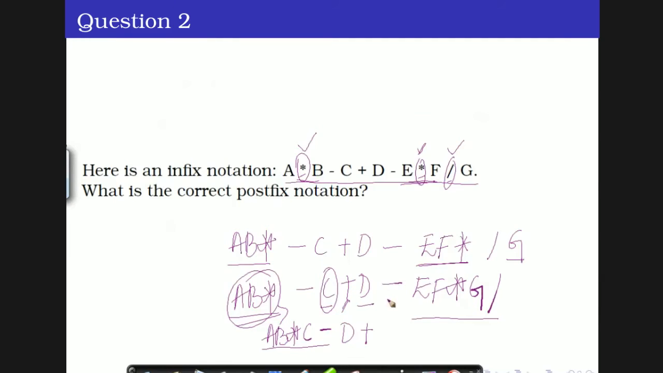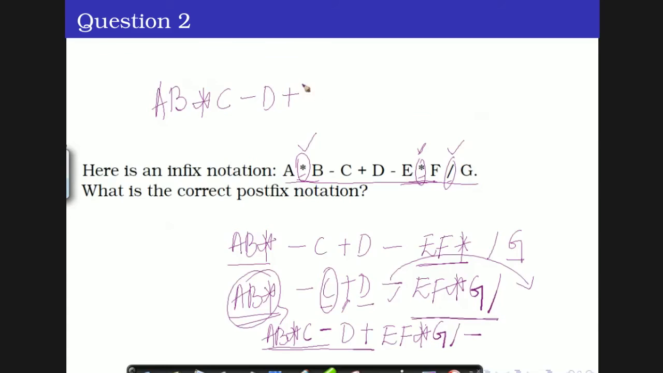And then what operator is left? Minus. So what it will do? It will consider this whole expression as one operand and this as one operand, and my subtraction will be moved to the right of these operands. So what will it be? E, F multiplication, G division, and then minus will be moved to the right. So our postfix notation would be this. The answer would be A, B multiplication, C minus D plus E, F multiplication, G division and minus. This would be our postfix expression after converting our infix expression.